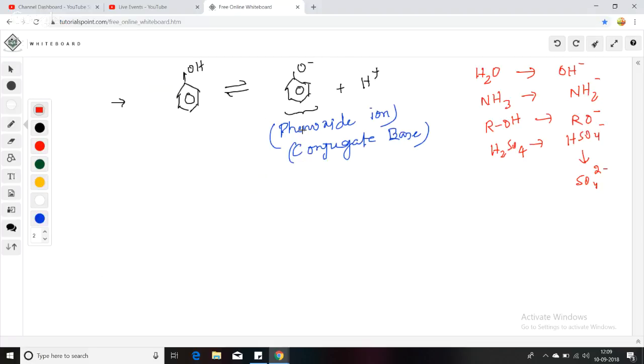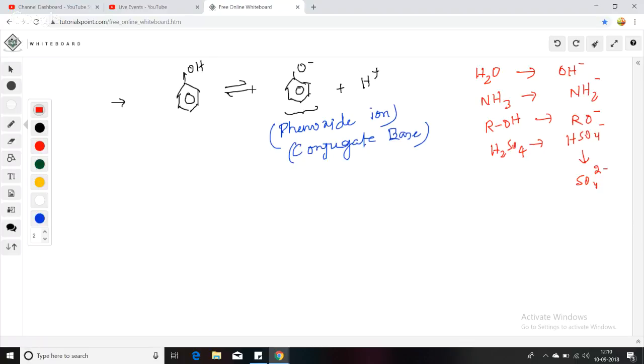Now if this conjugate base is stable, it means this reaction has the tendency to go in the forward direction. If it is not stable, the reaction will not go in the forward direction, meaning removal of H plus is not possible. When phenol loses H plus ion and gains stability, it has the tendency to lose H plus ion. If it is not gaining stability, the tendency to lose H plus ion is less, and acidity will be less.